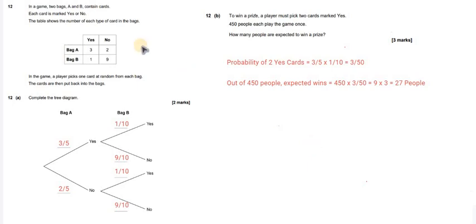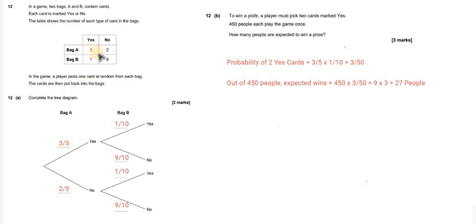Question 12. Okay. In a game, 2 bags A and B contain cards. Each card is marked yes or no. The table shows the number of each type of card in the bags. In the game, a player picks one card at random from each bag. The cards are then put back into the bags. Complete the tree diagram. So for bag A, there are a total of 5 cards in the bag.